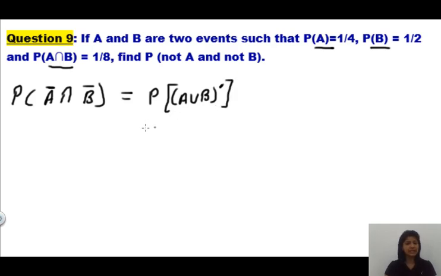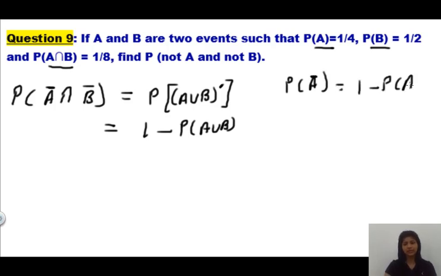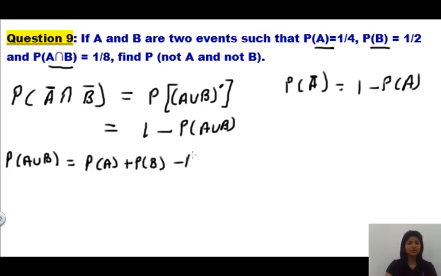You have done this in sets. This will be written as 1 minus probability of A union B. As you know, probability of not A, or complement of A, is given as 1 minus probability of A. Same formula I am using for A union B complement. Now, let us first find A union B. A union B will be P of A plus P of B minus P of A intersection B.